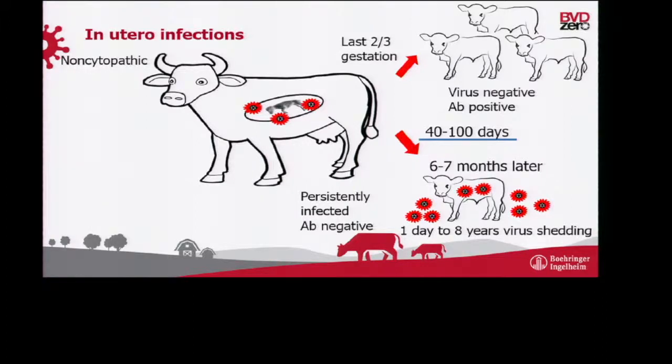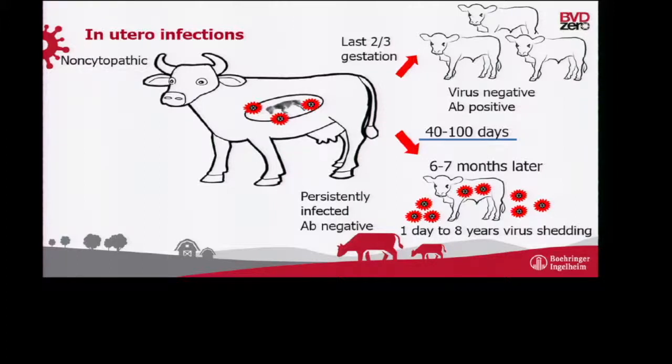In the last two thirds of gestation, when animals are exposed, they're born virus negative and antibody positive. And for a long time, we thought these animals were home free. Born with antibody, they've shaken off the virus and they're fine. But we found that if we followed these animals through their lifetime, they had a higher incidence of respiratory disease and a lower reproductive value. So we can kind of draw some conclusions from this as we look.